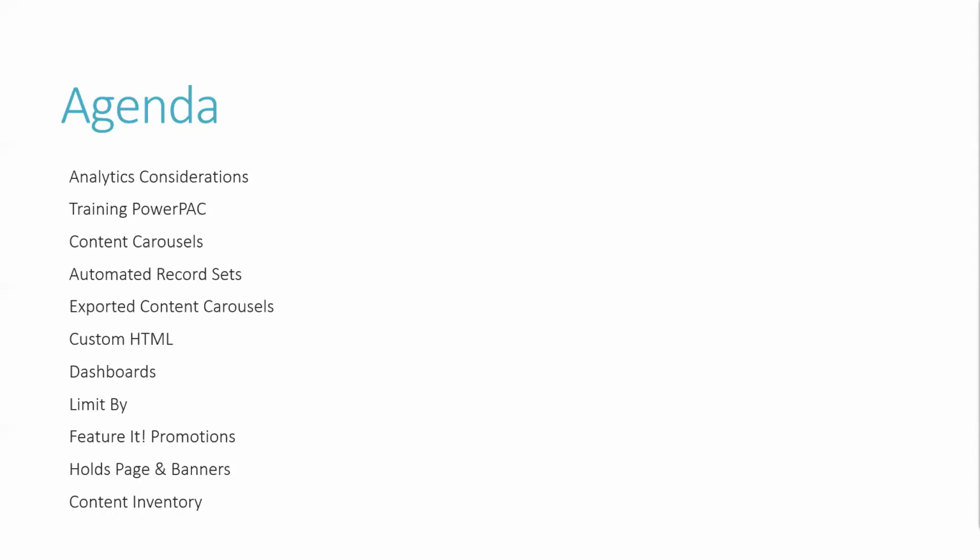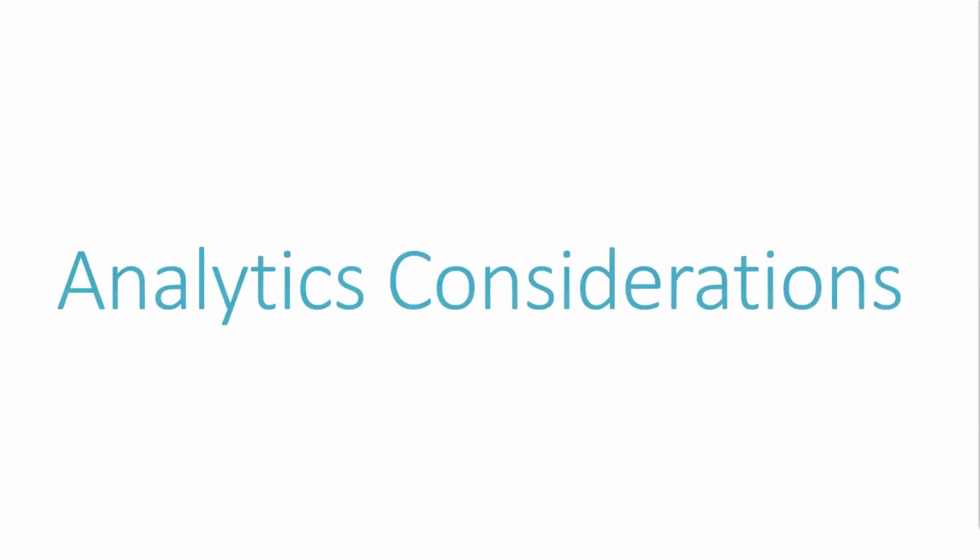And then as far as tools are concerned, we'll talk about content carousels, automated record sets, exported content carousels, custom HTML that can be added to your PAC, dashboards, configuring your limit by, a feature called Feature It Promotions. We'll talk about the holds page and banners, and then we'll talk about how you can schedule a content inventory with CCS to integrate some of these different tools, and also to get your PAC looking the best that it can be.